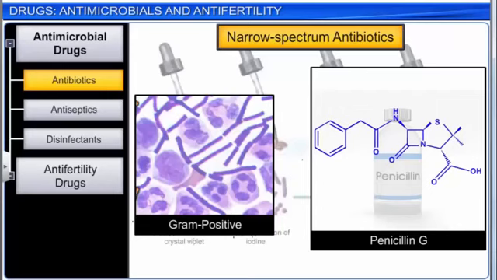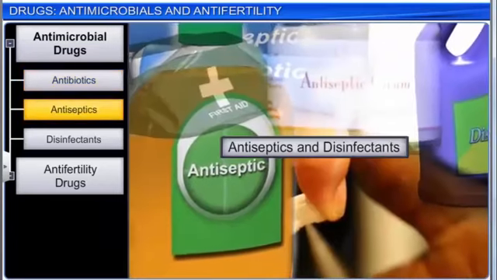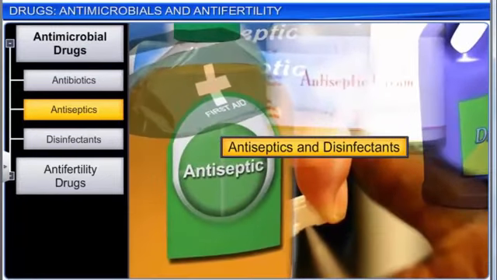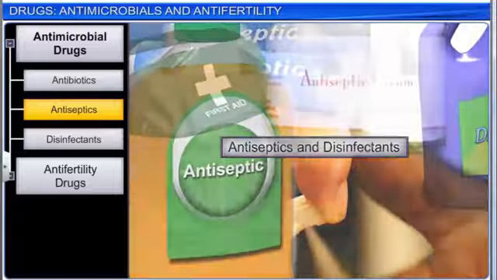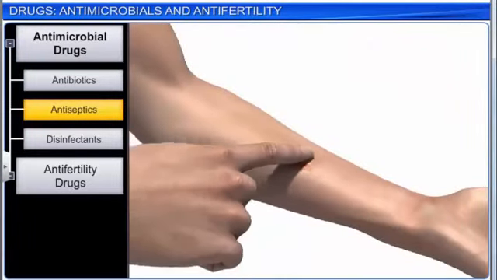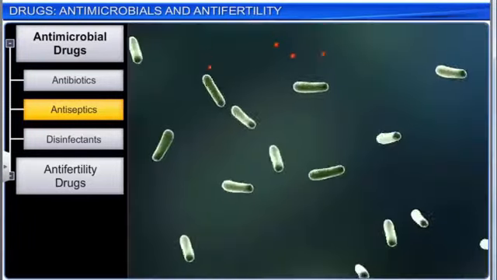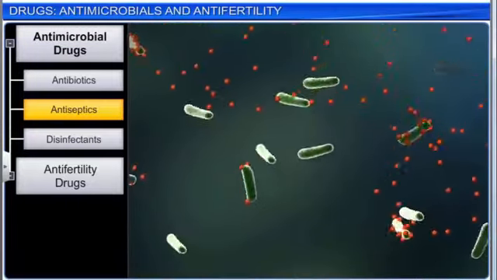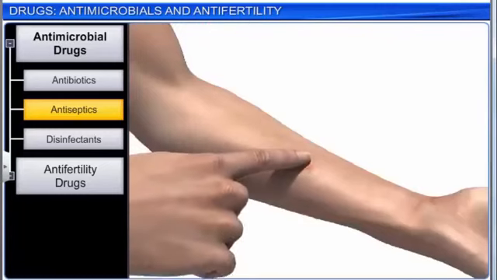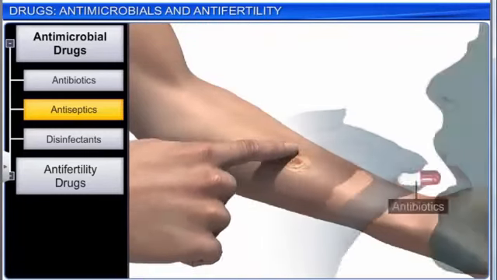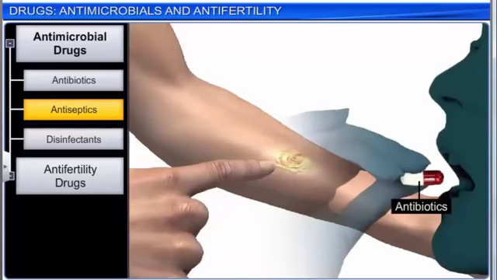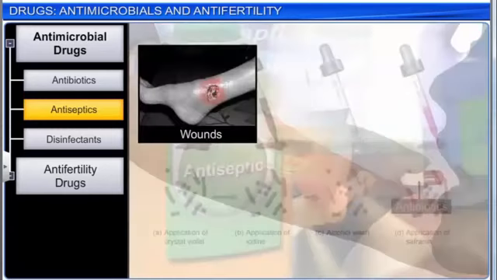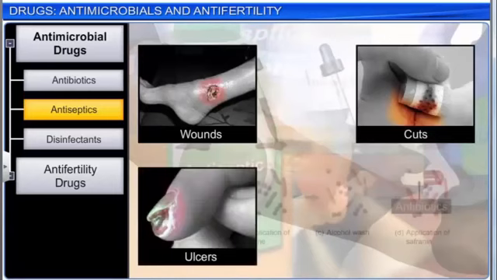Now, let's look at other antimicrobial drugs, antiseptics and disinfectants. An antiseptic is a substance that kills or inhibits the growth of microorganisms on the external surfaces of the body. Unlike antibiotics, they are not ingested, but are applied on living tissue, like on wounds, cuts, ulcers, and diseased skin surfaces.